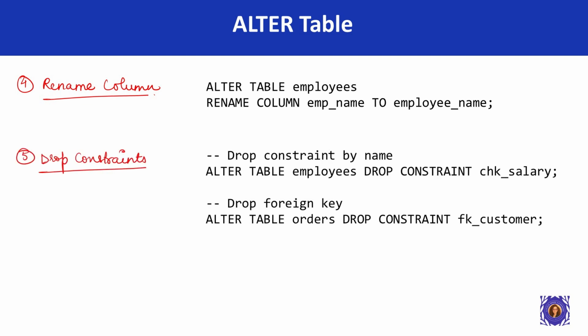If the data model changes or requirements evolve, you might need to remove existing constraints. You can drop a constraint by specifying its name. For example, removing a check_salary check constraint from the employees table. Similarly, a foreign key can be dropped by its name if the relationship is no longer needed.